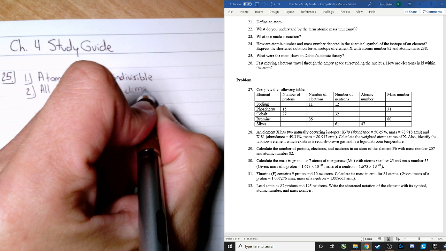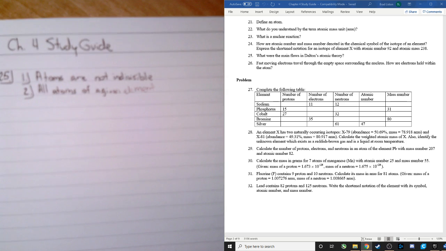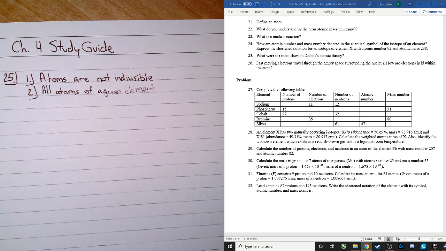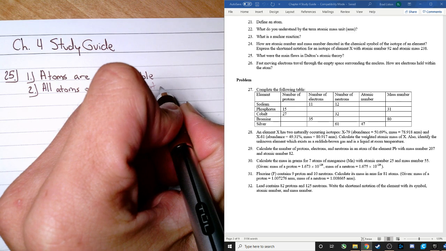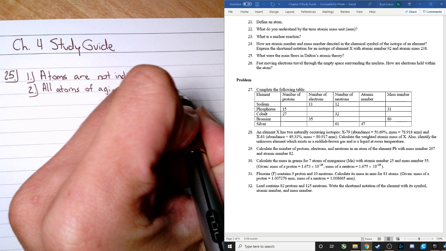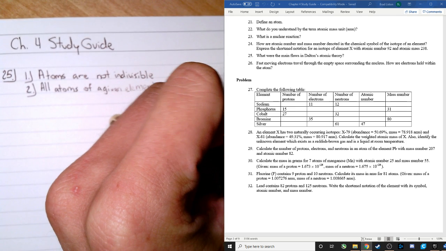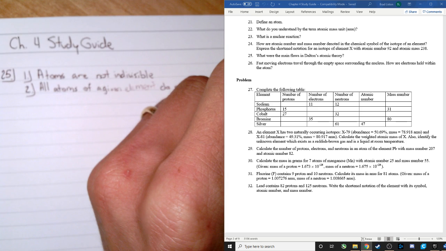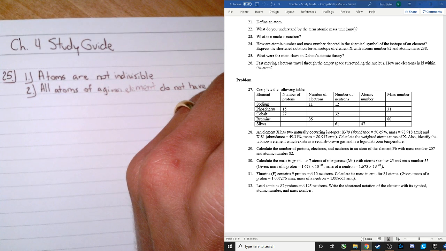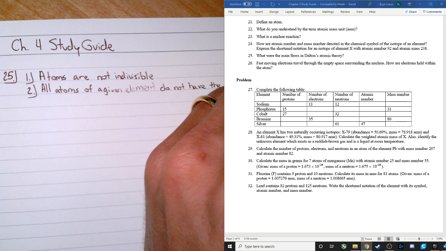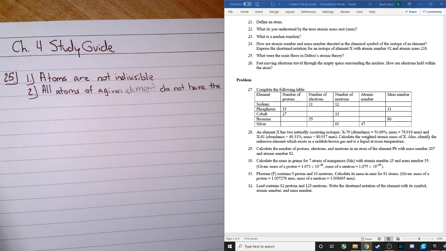Ooh, I just ran out of ink here. I hope not. So that's the second main flaw here.